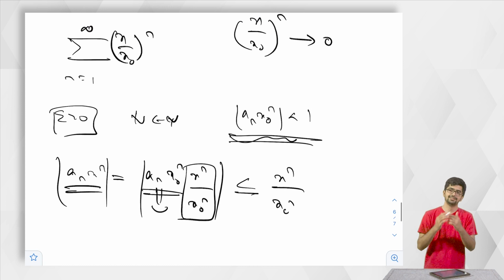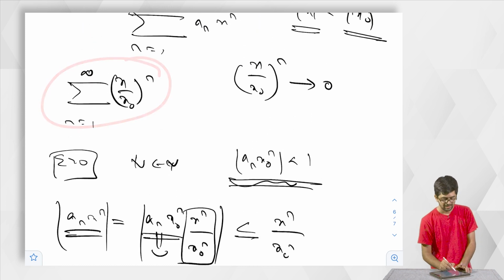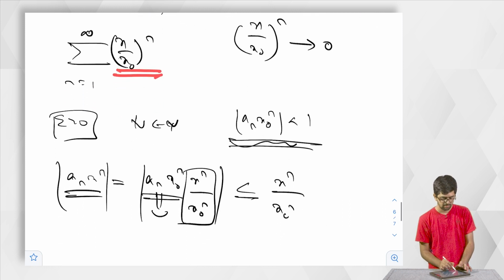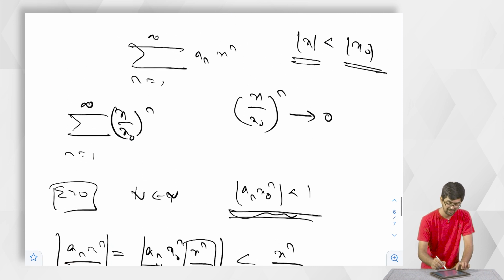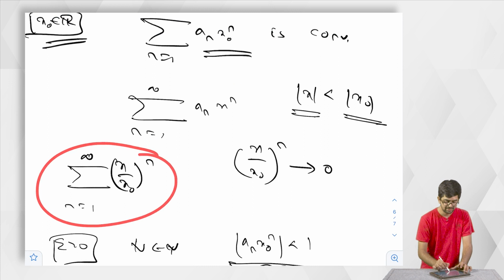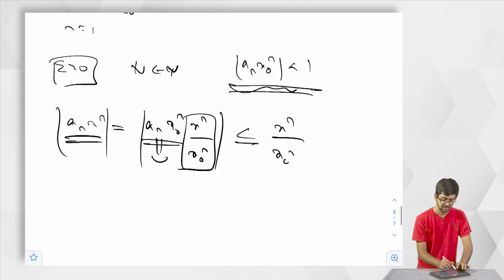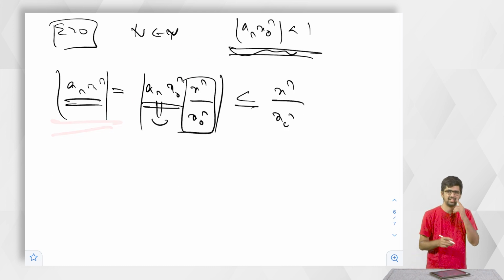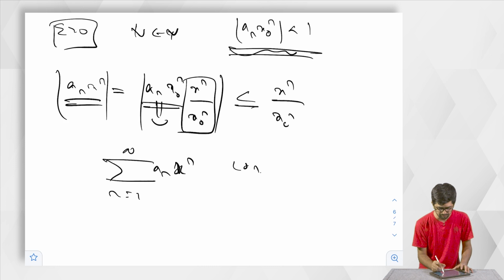Now again the same comparison test. I have a series such that the elements of this series are bounded by the elements of this series. This I know is convergent, which implies this is convergent. This is absolute convergence, but then again absolute convergence implies convergence. So that says summation a_n x^n is convergent.